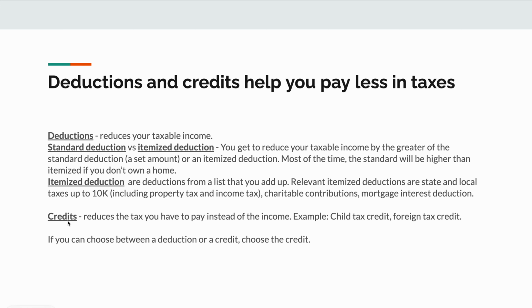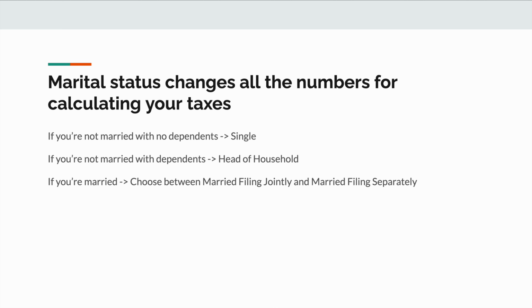If you have a credit, that's actually going to reduce your taxes by the amount that the credit is for, like 100% of the credit. A couple of those examples are the child tax credit and a foreign tax credit. So because you're getting 100% here and you're getting your marginal tax rate here, if you can choose between a deduction or a credit, you've got to choose the credit. And that happens with the foreign tax credit. Okay.